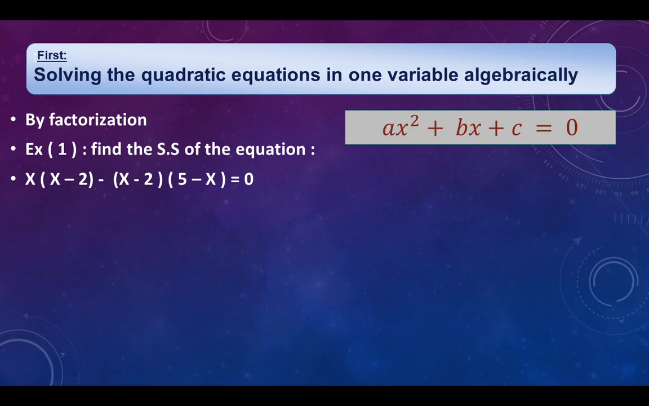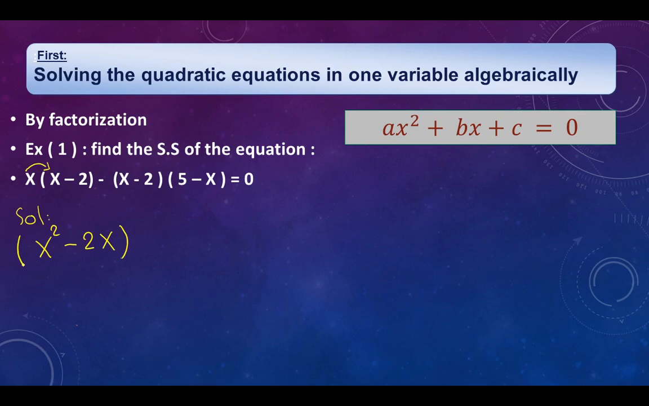Okay, here find the solution set of the equation. The equation is not in the quadratic form, so we have to put it in the quadratic form first. So we have to distribute x over the two terms of the bracket. X times x equals x power of 2. X times negative 2 equals negative 2x.